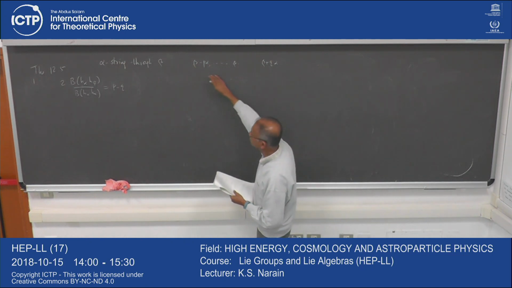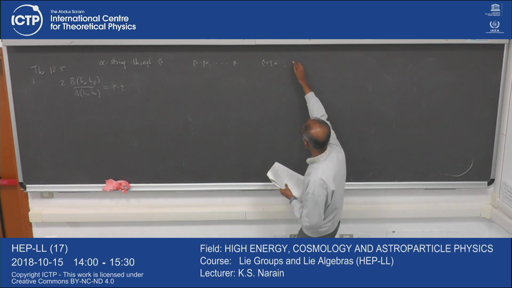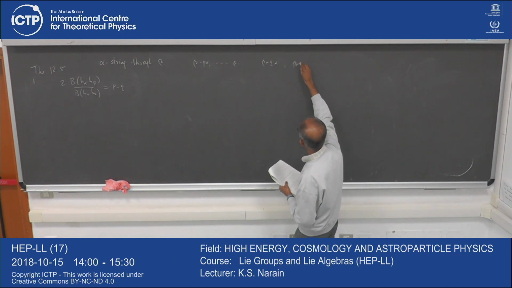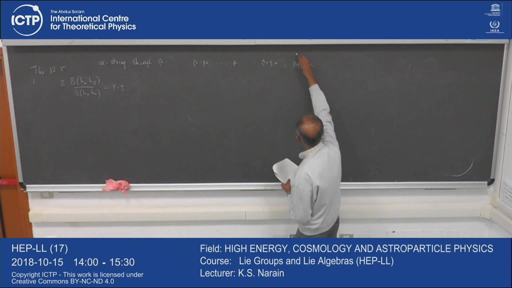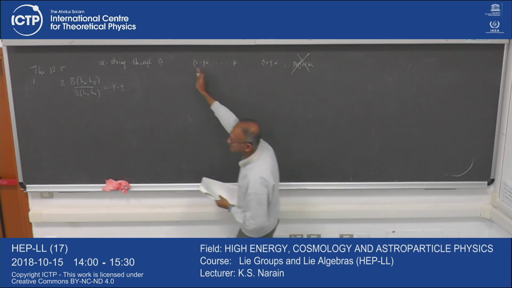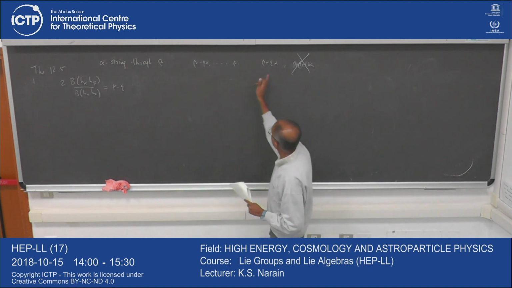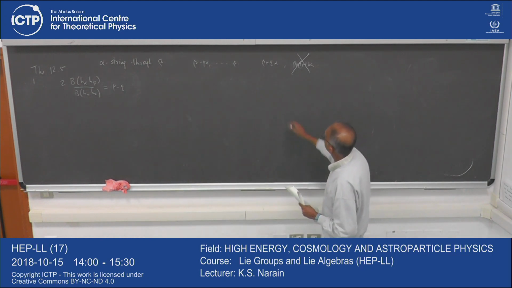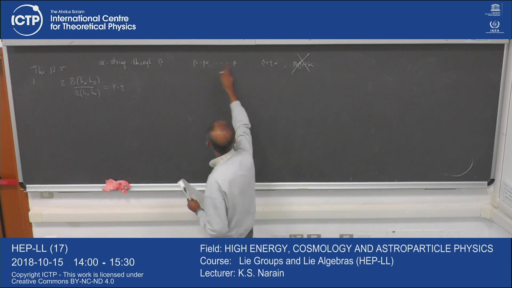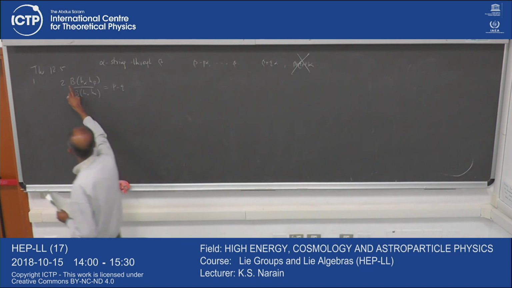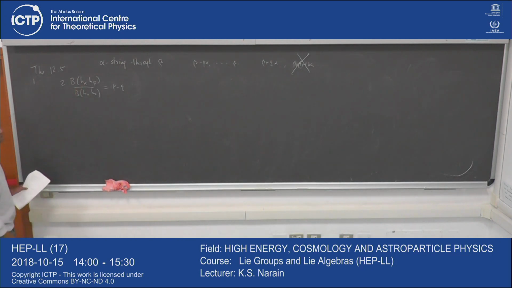Which means that these are the only roots which exist. The next one doesn't exist. Beta plus (q plus 1) alpha does not exist. And similarly, the one before that does not exist. So this is the bound. And then we found that once you have this p and q, this quantity, 2B(H_alpha, H_beta) divided by B(H_alpha, H_alpha), is equal to p minus q. This is very important. It's a very important statement.